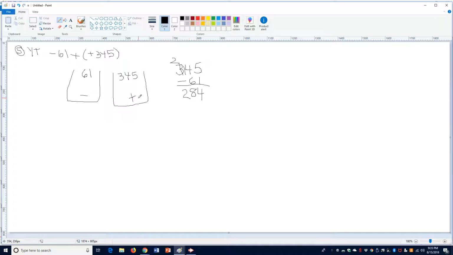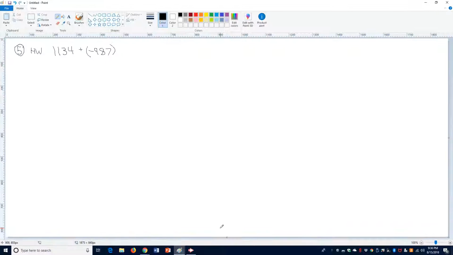And then here you look at what you have more of. We have more positives than negatives, therefore this value is a positive. Don't really need to put a plus sign, but it is a positive 284. And then your homework problem, please try it. Use the box method on this one.